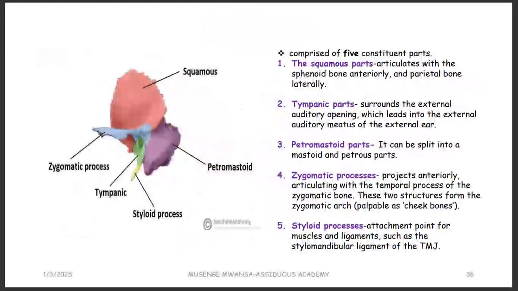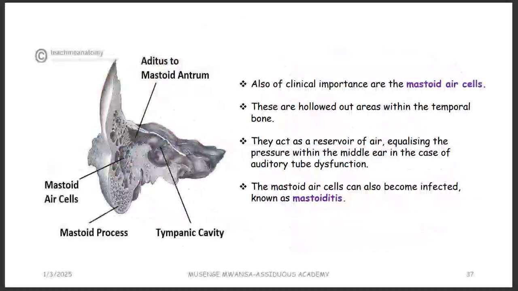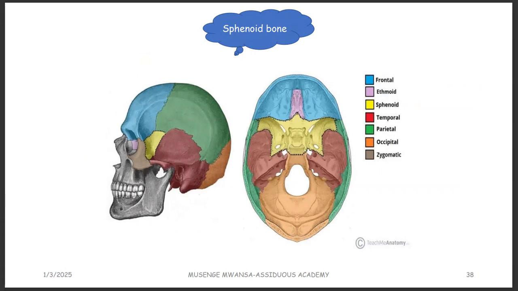That is the temporal bone. I think that's what we need to know. Sometimes there can be inflammation of these air cells here that we call mastoiditis. Every time you hear a word that ends in itis, that is inflammation. Mastoiditis, cholecystitis, appendicitis, anything with itis is inflammation.